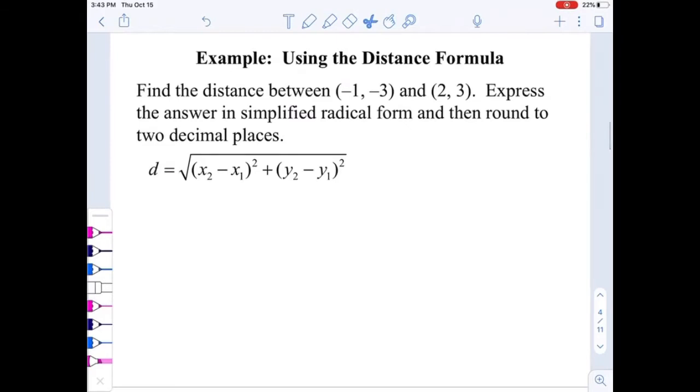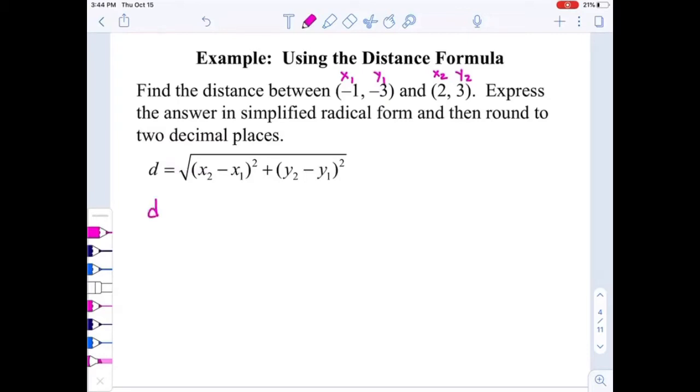For example, given two ordered pairs, -1, 3 and 2, 3, find the distance between those 2 points and express the answer in simplest radical form and then round to 2 decimal places. So you'll have 2 answers within this. So again, just a little reminder that first ordered pair is your x1, y1 values, and then your second ordered pair is your x2, y2 values, and plug it in. If you want to call them x2 and x1 in reverse of what I have written down, it really doesn't matter which order you go in. You just need to be consistent.